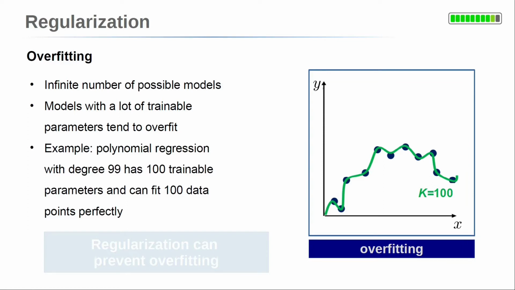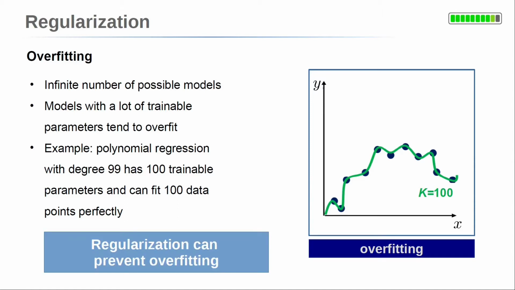Consider, for example, a dataset that has exactly 100 data points. A polynomial regression model with degree 99 has exactly 100 trainable parameters. It is able to fit the data perfectly. And for models with higher polynomial degree, it is the same. There are techniques which prevent such models from overfitting. Consequently, the models will give better results even if they would without regularization tend to overfit on the data. So regularization helps to prevent overfitting.